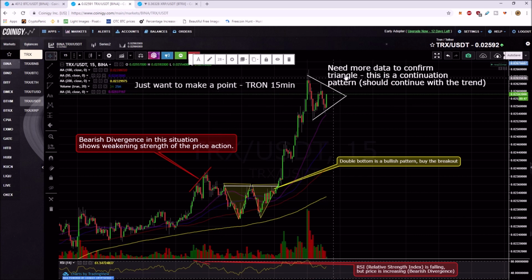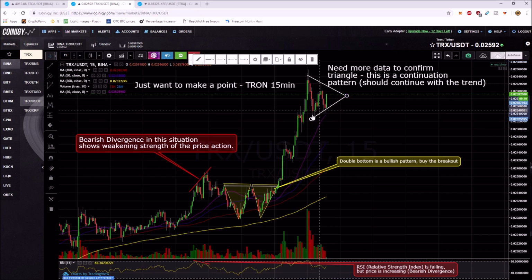So here you've got a triangle. We've got 1, 2, you could maybe call it 3 touches here if we count these wicks. 1, 2, 3. So you got enough touches on the bottom and on the top, so we can confirm this triangle pattern at this point because it just moved down and touched down here. So you've got your triangle. Now this is a continuation pattern and this is an uptrend, so we should continue higher.